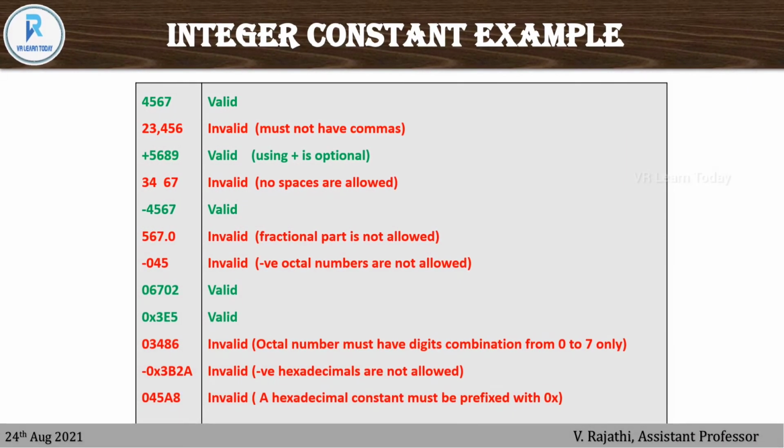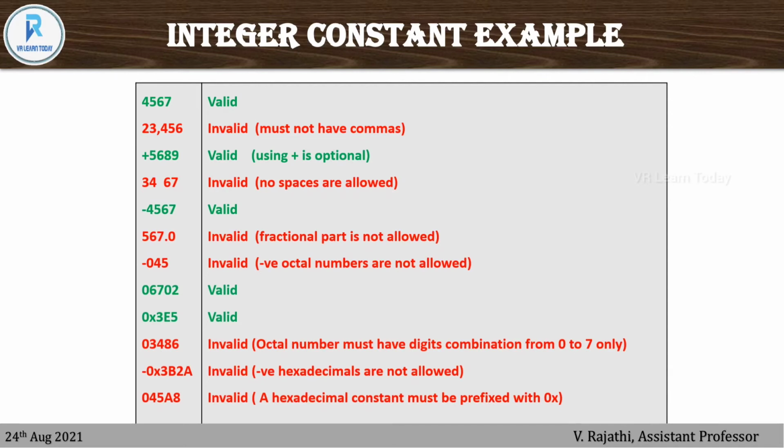So these are some examples of integer constants. 4, 5, 6, 7 is a valid one, and this is invalid because it must not have a comma. And this is a valid one. So plus is optional. By default it is considered positive. Okay, here the space is present, so this is invalid. This is a valid one.